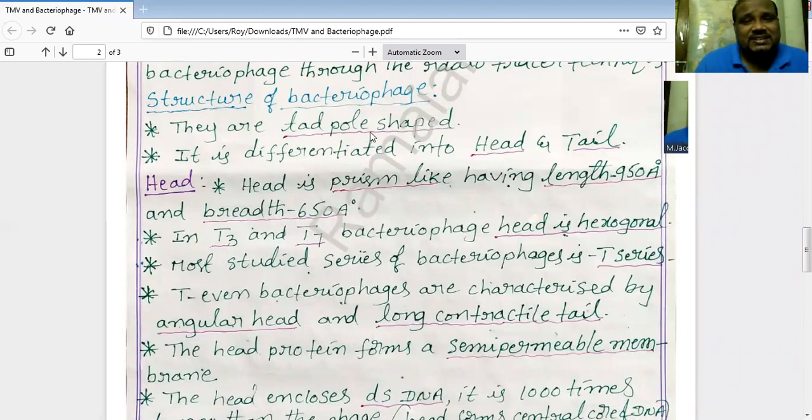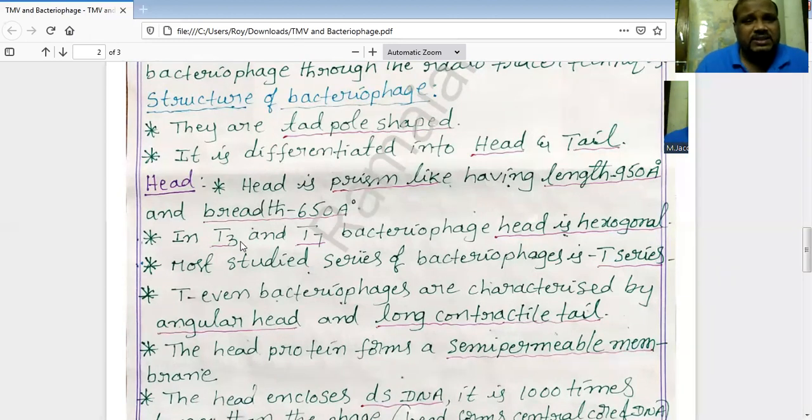Bacteriophages are tadpole-shaped viruses, whereas tobacco mosaic virus is a rod-shaped virus. Bacteriophage is differentiated into head and tail. Now, head. Head is prism-like, having length 950 angstroms and breadth 650 angstroms.